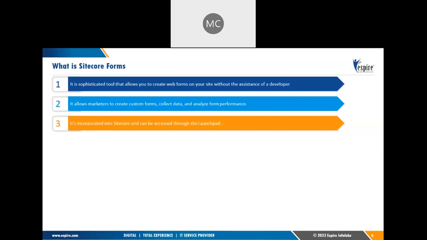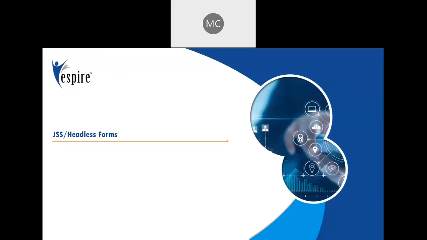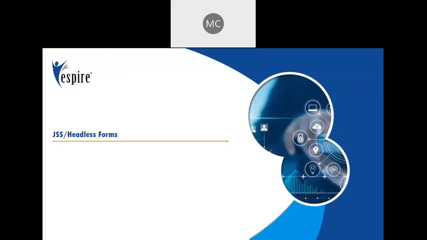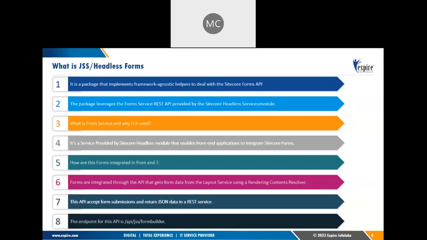So let's go into the first way of implementing Sitecore Forms inside our Next.js application. The first way is using the JSS headless forms. So what is JSS headless forms? It's a package that implements framework agnostic helpers. If it is a package, that means we need to install it. Simple. And what are framework agnostic helpers? It means being independent of any technology or framework. This package deals with the framework agnostic helpers to deal with the Sitecore API, the Sitecore Form API basically.